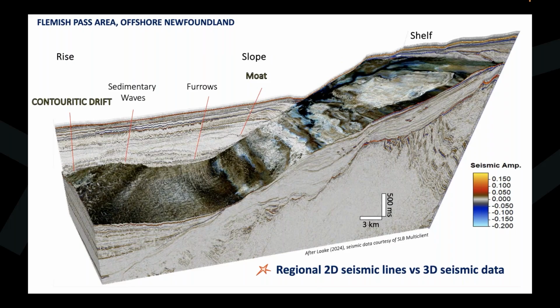So what is happening to identify this drift is you are working on a regional 2D seismic line. It's even easier than if you are working in 3D seismic data, where you cannot really see the dimension of the feature. So if you are going to identify this drift, I would suggest to see first the regional 2D seismic line and then go into the detail of the feature with the 3D seismic data.